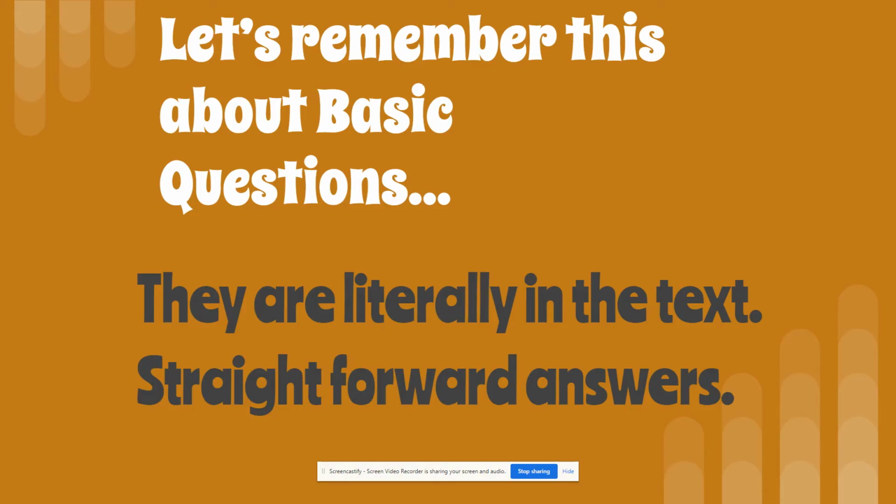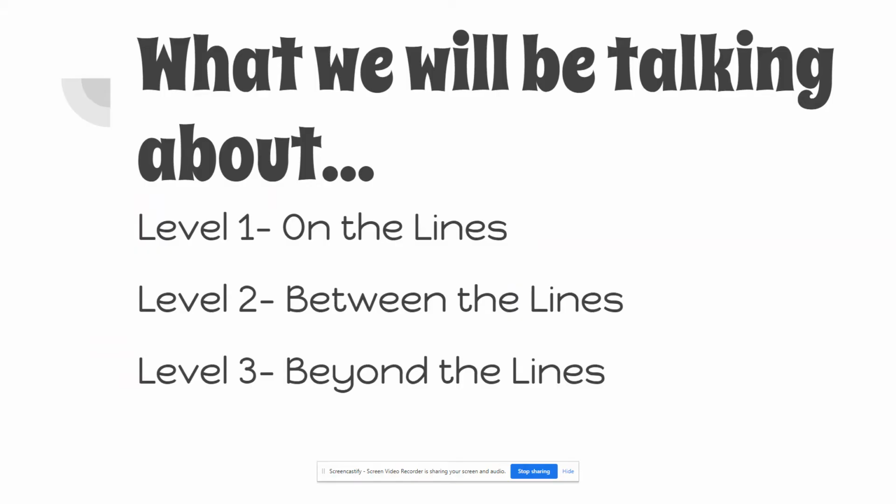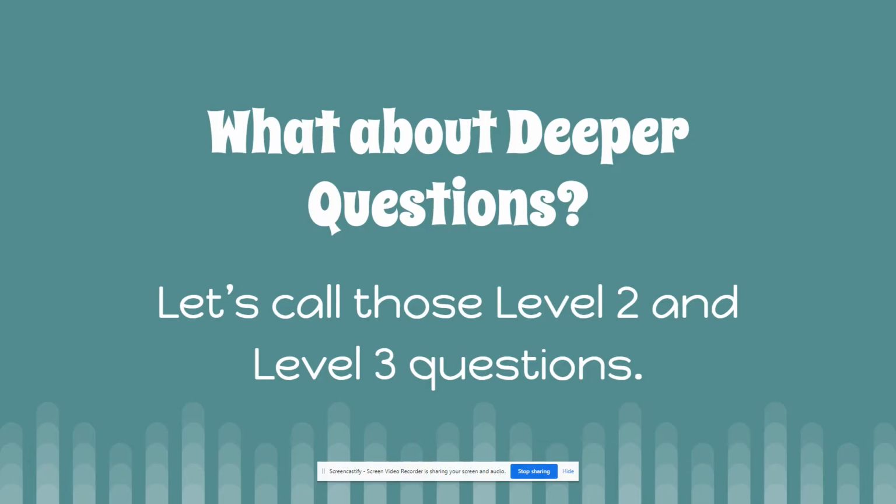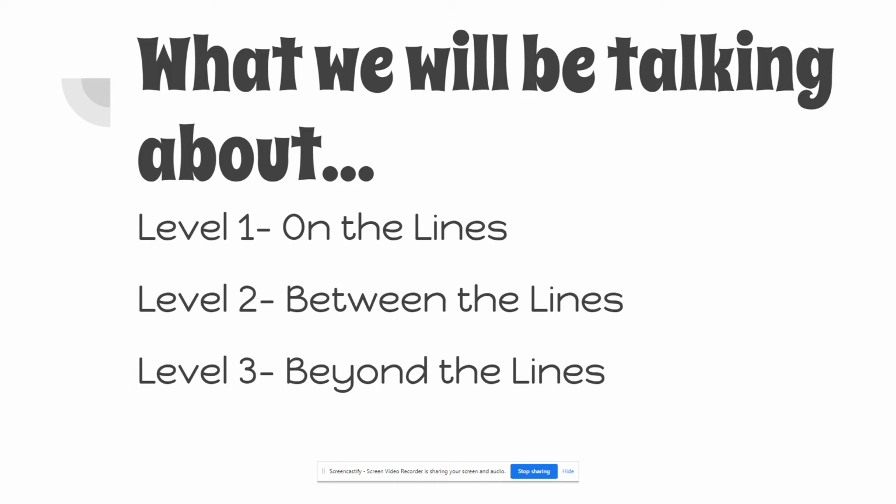Okay, so a reminder about basic questions: they were literally in the text. They were straightforward answers. We call those level 1 questions. Level 2 questions were between the lines. That's where you get your information and you have to put it together to get an answer. But again, your opinion has not come in yet. Level 3 questions are beyond the lines. That is where we're going to have our information, but we're going to move it towards your opinion with an answer.